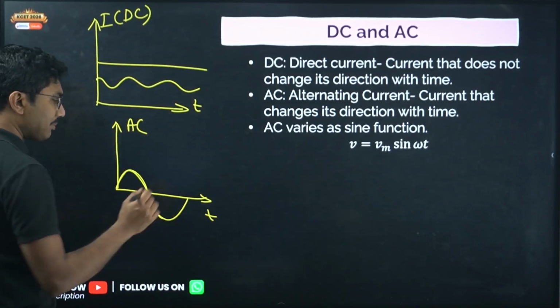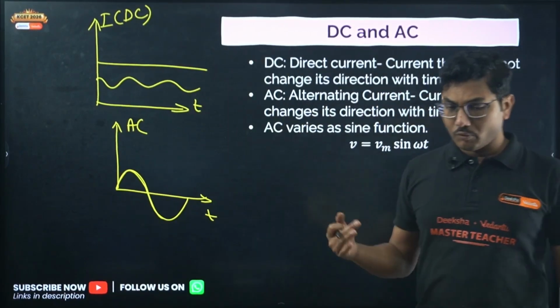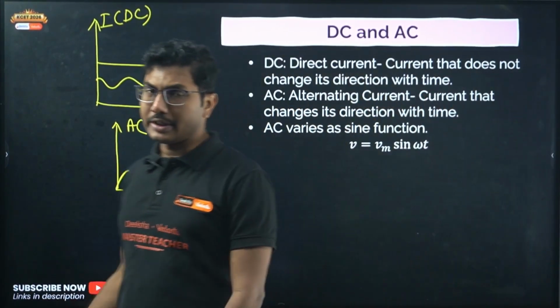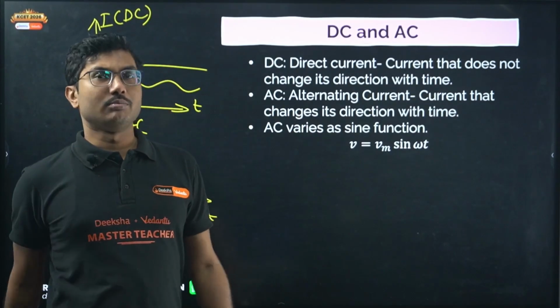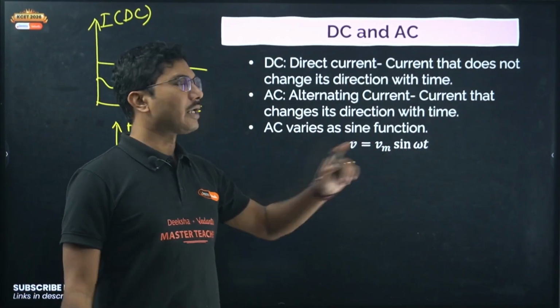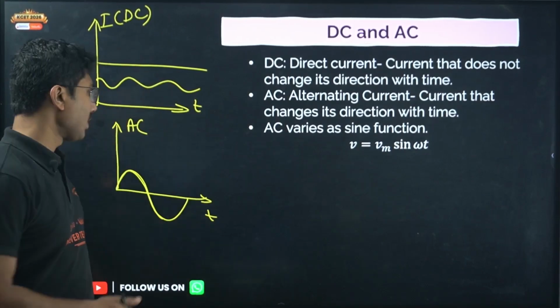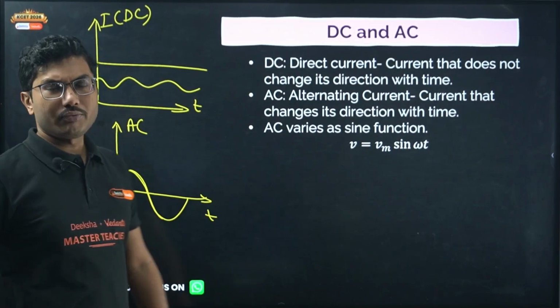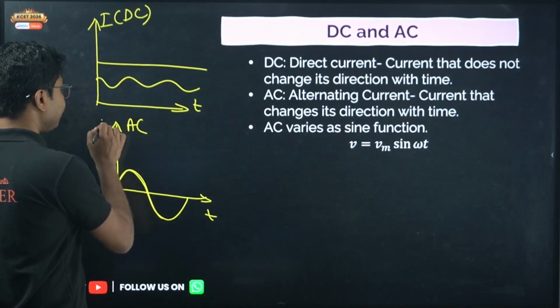It can be sine, it can be cos. Both together are called sinusoidal waveform. Sine and cos included, generally they are called sine function or sinusoidal function. Both are same. Here we will start with sine, and sometimes we will get cos as well. So this is the general form of AC current. Here is I AC.